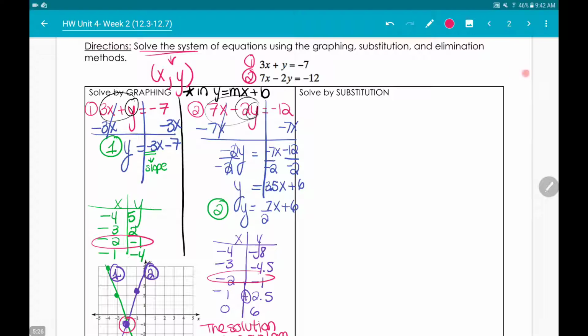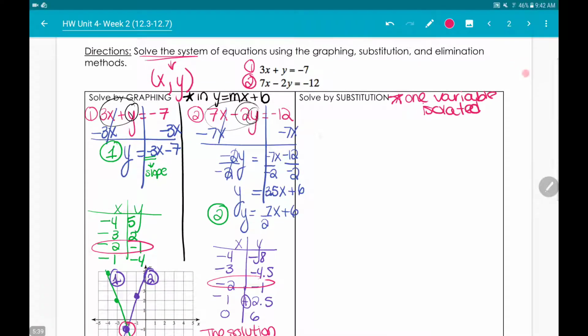Okay, next method, solving by substitution. In order to solve by substitution, we need one variable isolated. So I have equation 1 and equation 2. 3x plus y equals negative 7. 7x minus 2y equals negative 12.